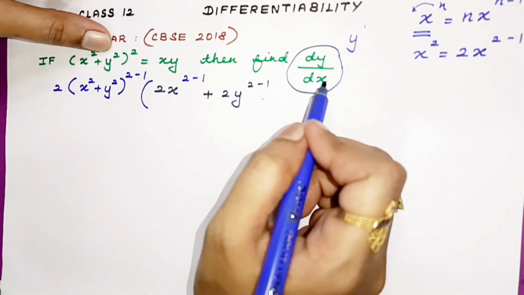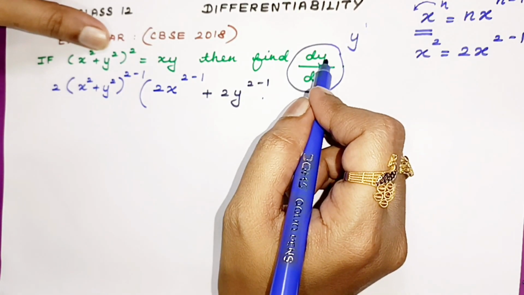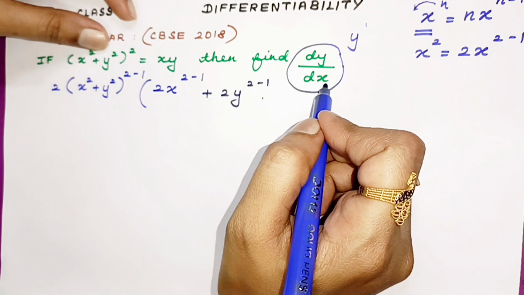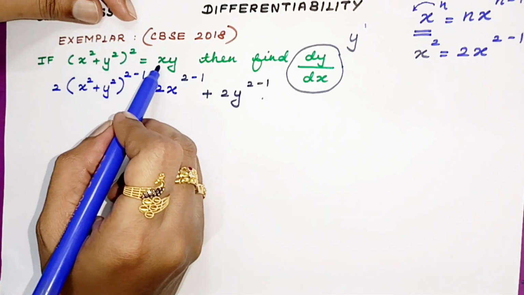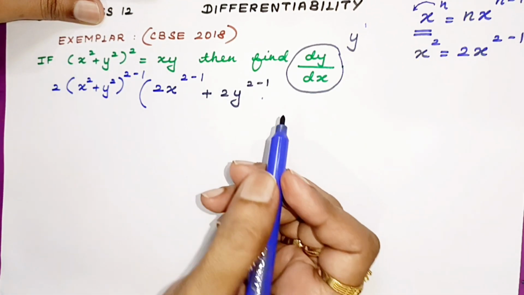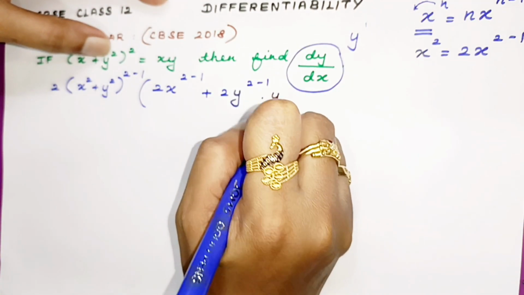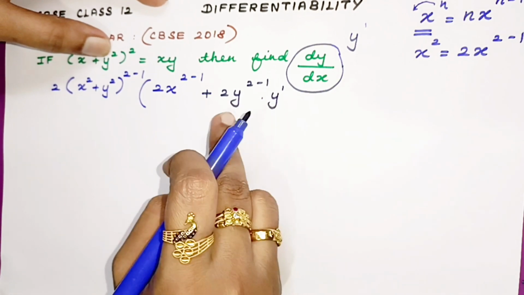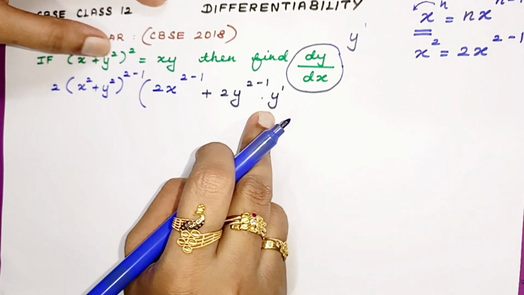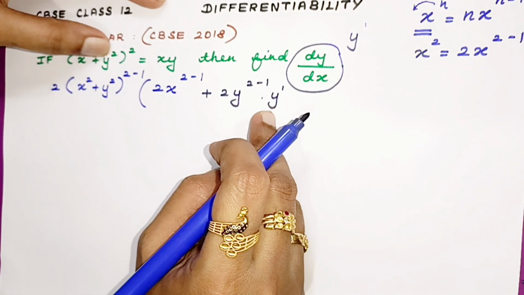But in this question, we are differentiating y with respect to x alone. With respect to where we have x, that only we are able to differentiate. If we are differentiating the y term, we have to introduce y dash adjacent to that term. Is that clear?